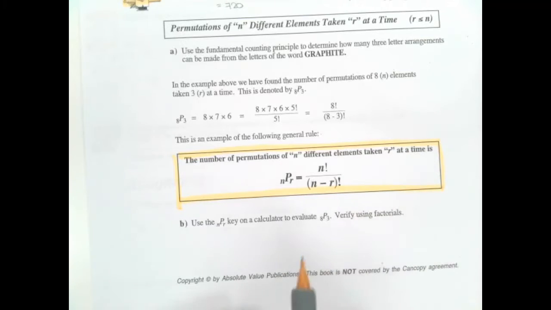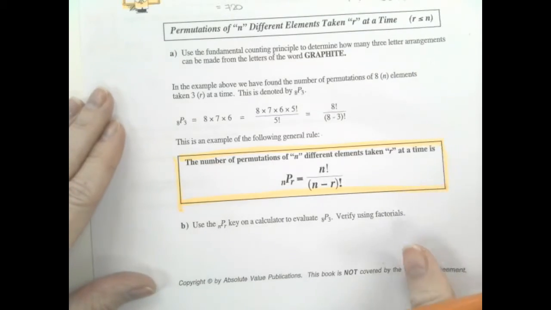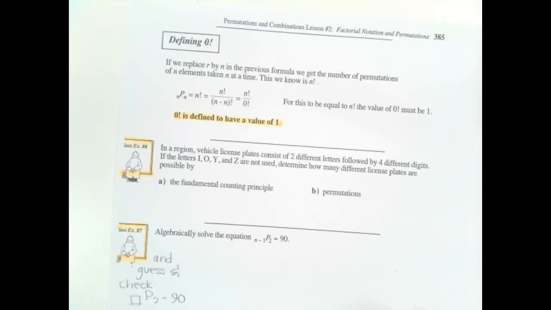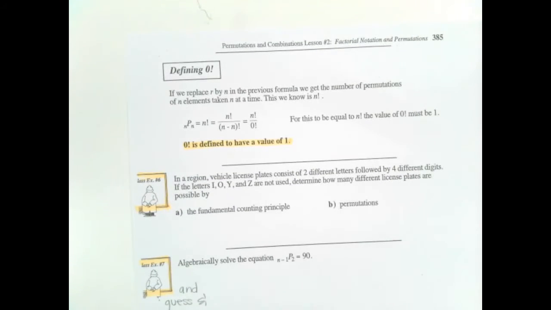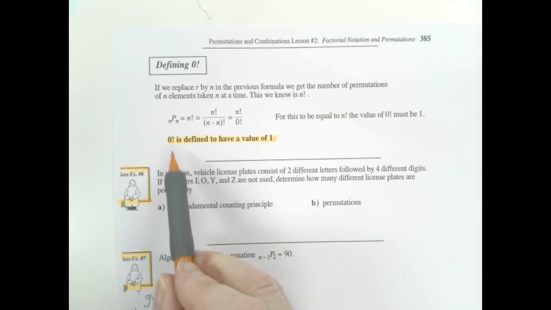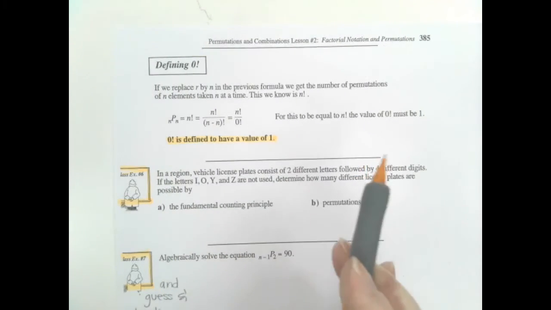Okay, they give you the general formula for that. That's on our formula sheet, and we'll be able to use that if we need it. Over the page. Defining 0 factorial. What you need to remember is 0 factorial is 1, and that's fine.